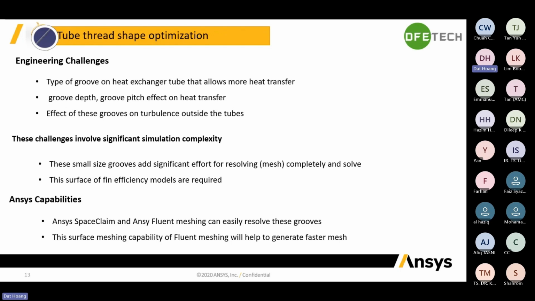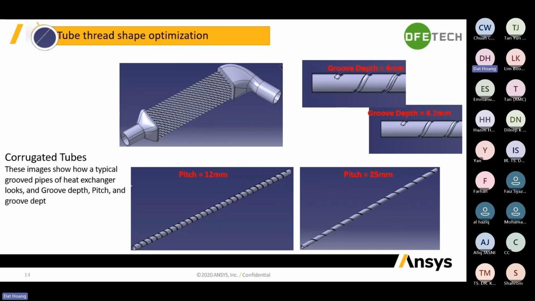For Ansys, we have SpaceClaim and Fluent Meshing that can work very well with such small features. A very fine feature like this, we can handle. So I can show here some very fine features, like here we have the tubes and we have the groove that is normally very small, a few millimeters like this.